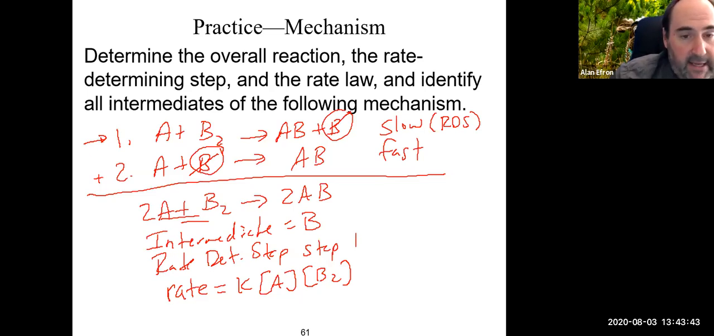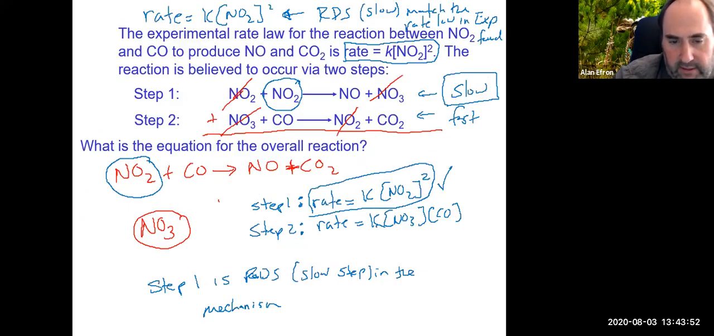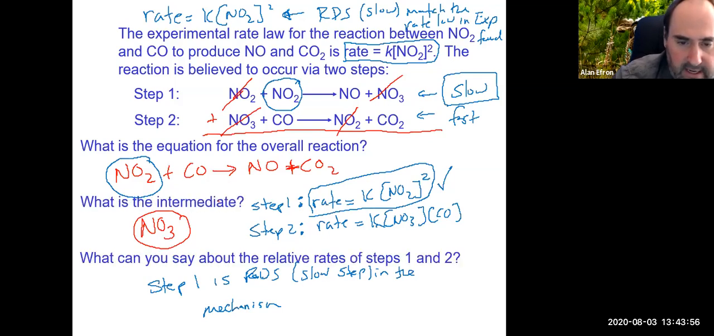Another way you could determine which one is the rate determining step was an example like we looked at earlier, like here, for example. Here, they didn't necessarily label each of the steps as fast or slow, but they did give us the experimentally found rate law in the problem.